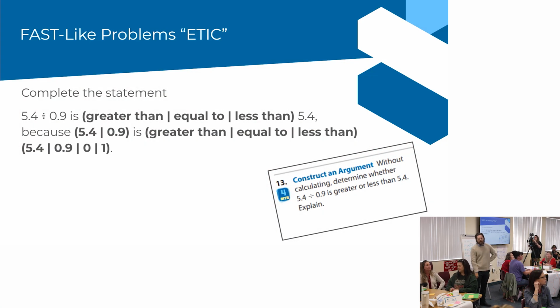And this is, just in my opinion, a very FAST-like item. It's aligned to that benchmark. There are lots of those ETICs that are filling in blanks. A lot of times that item type is used for some of the reasoning things. This item type is used very frequently to assess that reasoning for students.